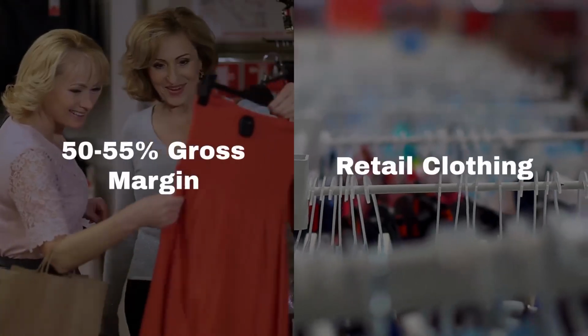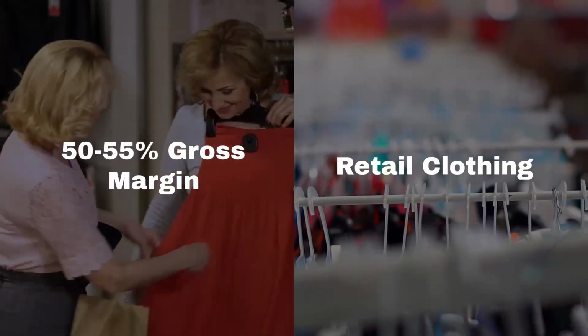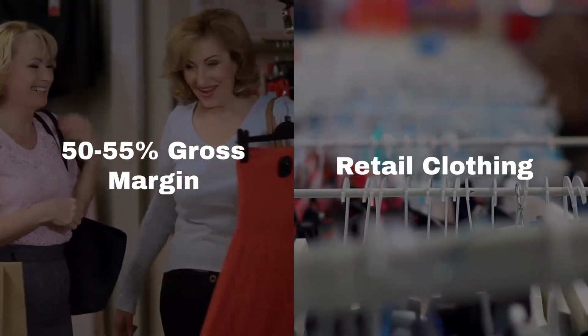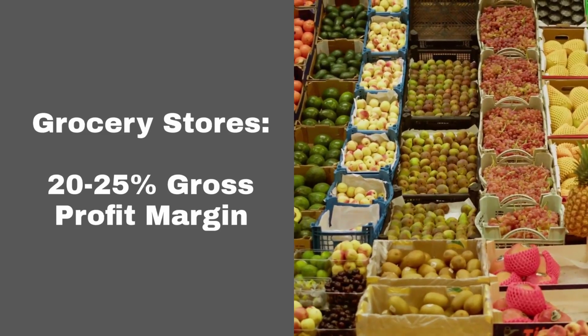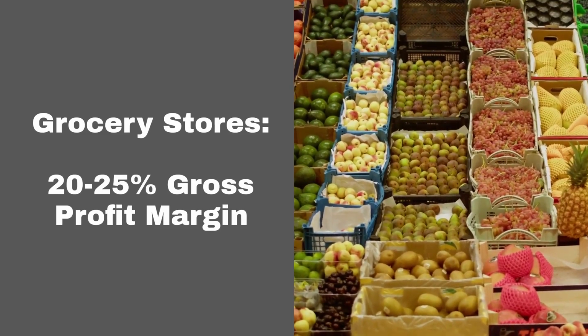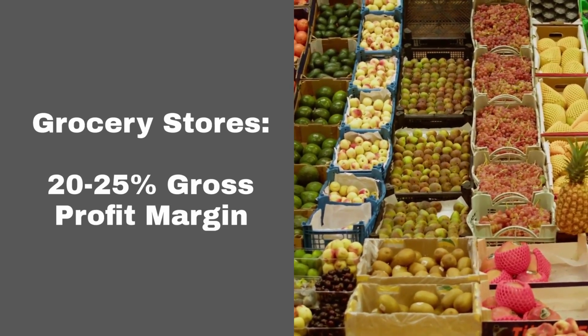Retail clothing. 50 to 55% gross profit margins. Physical products with manufacturing and material costs plus seasonal risks make this profit margin not as high. Grocery stores. 20 to 25% gross profit margins. These businesses have high volume, low margin business models with perishable inventory and tight competition.